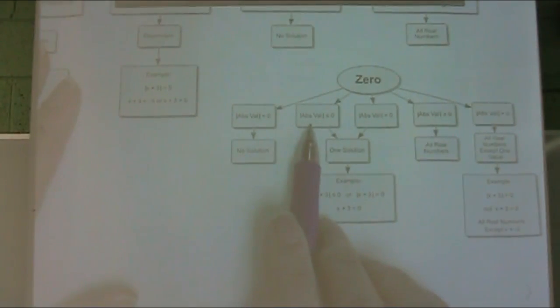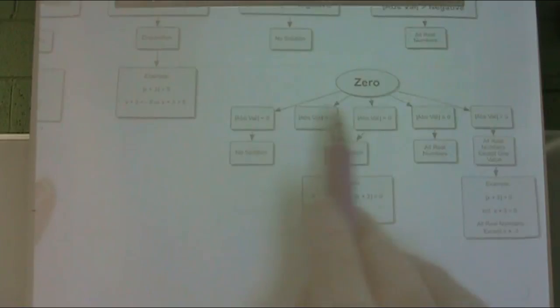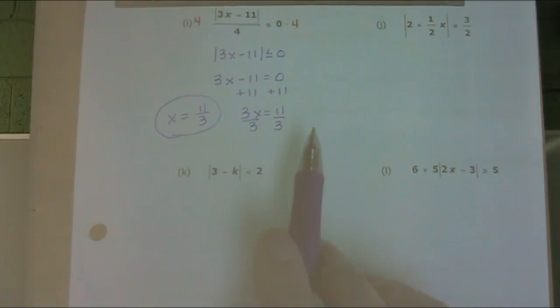No, because it can't be negative. So this is no solution. But if we have less than or equal to, we're going to have one solution, and that one solution is that one value where it's equal to 0. So 0 is a lot more complicated.